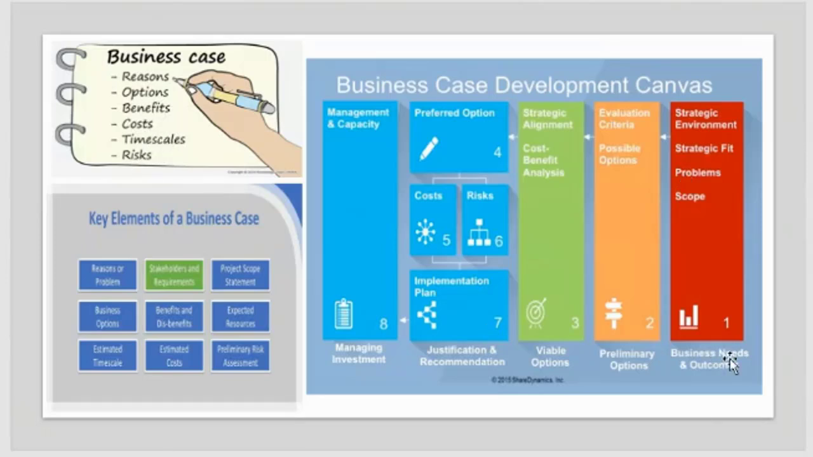You need to know the business needs and outcomes, the preliminary options that need to be included, the viable options, you do a cost-benefit analysis, then the justification for the option that is preferred, the cost, the risk, the implementation plan, then management and capacity.